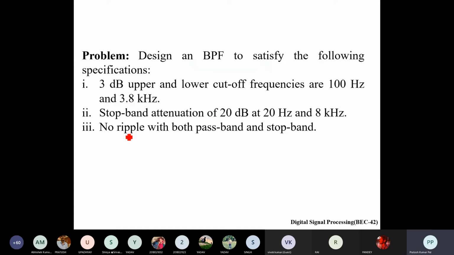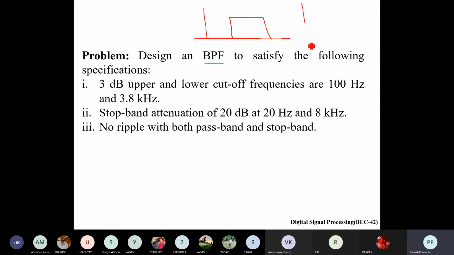So this is another example. We need to design a band pass filter to satisfy the following specifications. If it is a band pass filter, it will be passing a certain range of band. So this is an ideal band pass filter magnitude response.